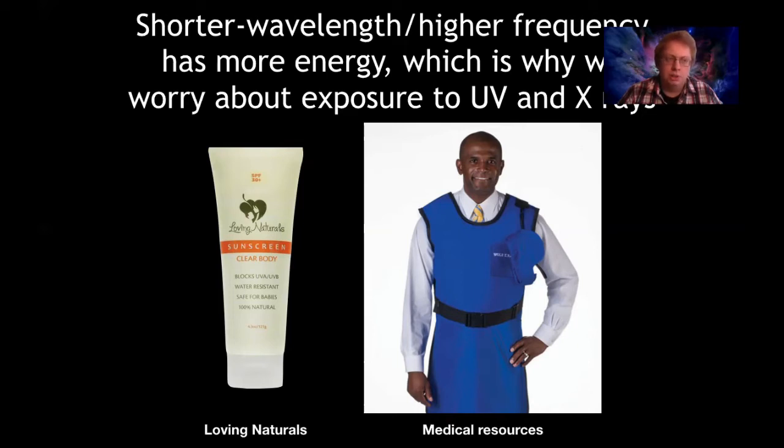So here I'm showing a sunscreen which proudly advertises that it blocks both UVA and UVB light. UVA and UVB are just different subcategories of ultraviolet light. And I'm showing here a fellow who's wearing a lead vest to protect himself from X-rays. Perhaps he works as an X-ray operator or a doctor who works with X-rays quite a bit, and he wants to make sure that the X-rays don't get into his body and release their energy in his cells and cause damage that way.